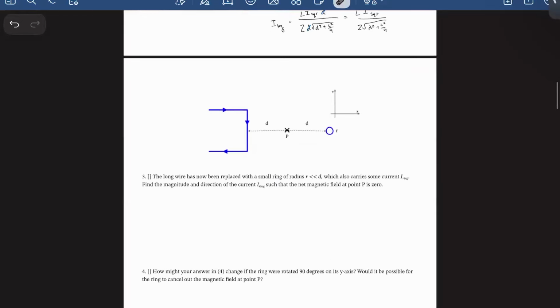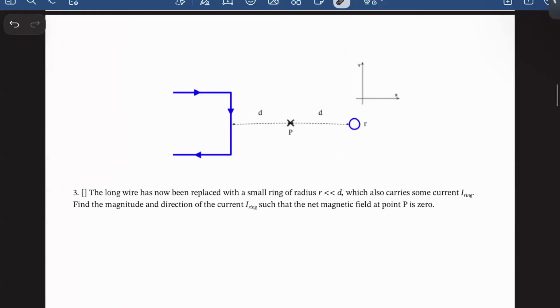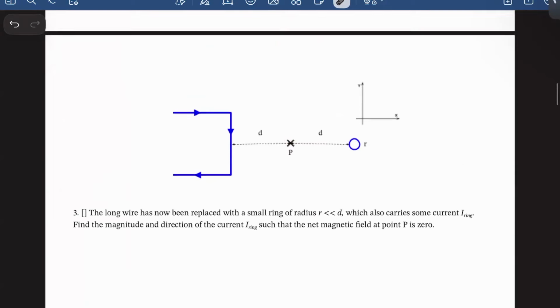And this next problem is even trickier. So the long wire has now been replaced with a small ring of radius r, which is much less than d. We're going to see why this is important in a second here. So it's I ring. We have to find the magnitude and direction such that the net magnetic field at P is once again 0.